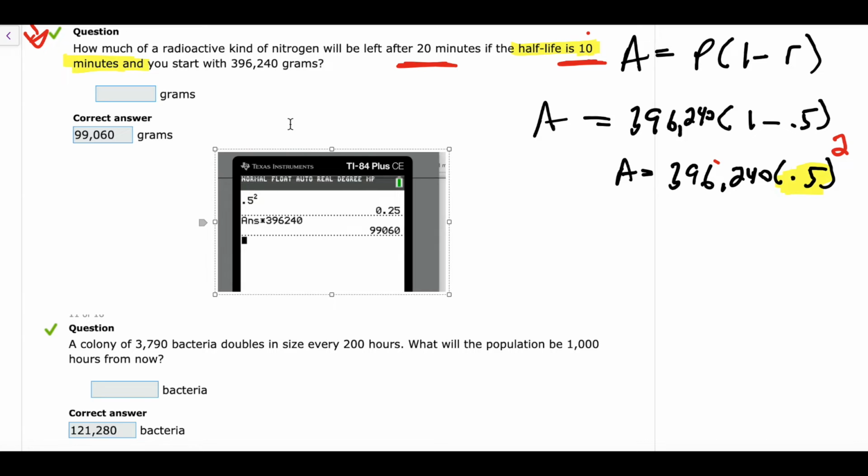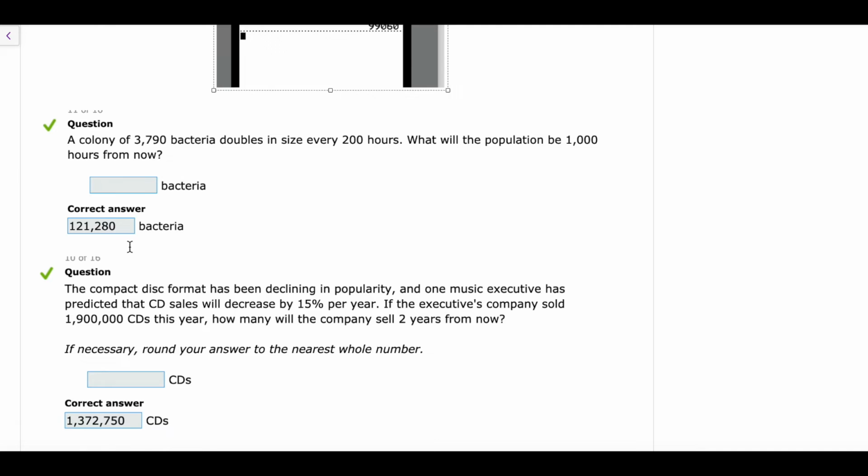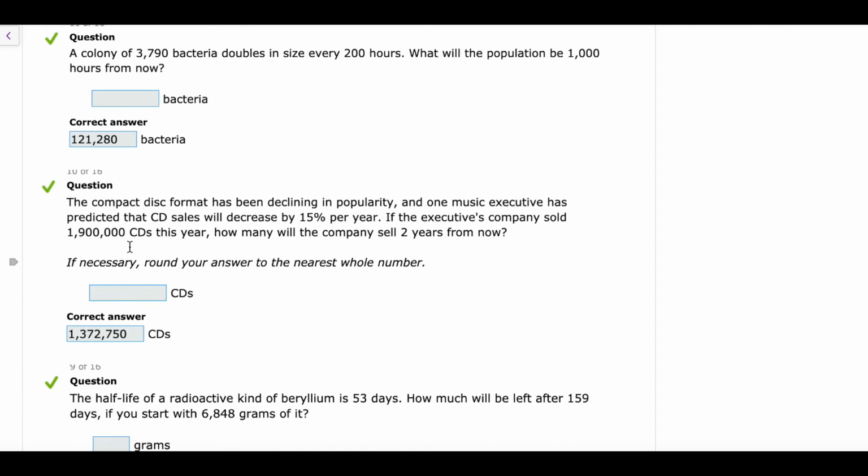All right, let's try this bacteria one. On the SAT, you can straight up just get a bacteria problem. So a colony of 3,960 bacteria doubles. Oh, cool. This is doubling. This is not decay. We're increasing. So which formula are we going to use? The first one, the increase. What's that formula? A equals P times 1 plus R. Good.